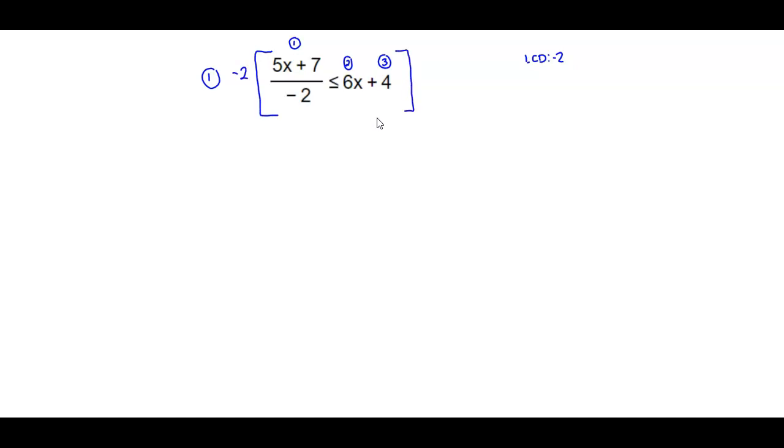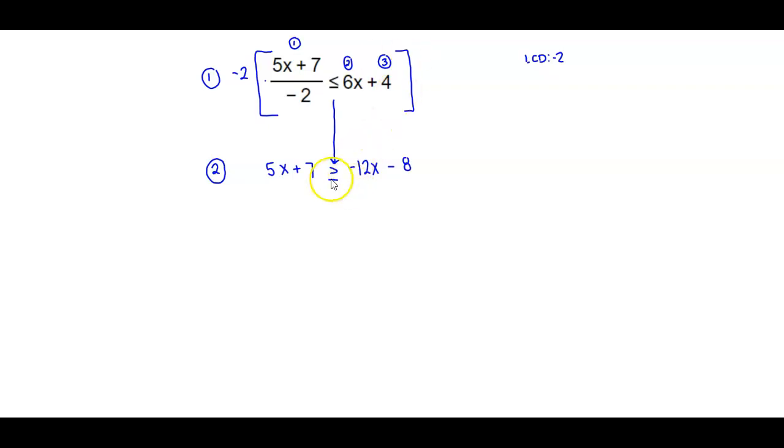Now keep in mind that when we multiply by a negative, immediately we need to flip the inequality. So negative 2 times this first term is the same thing as negative 2 divided by negative 2, and what we end up with is 5x plus 7. And then negative 2 times negative 6x is negative 12x. And then negative 2 times plus 4 is going to give us minus 8.